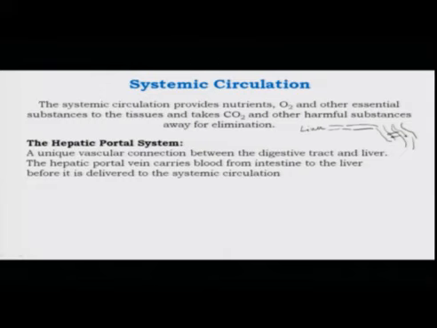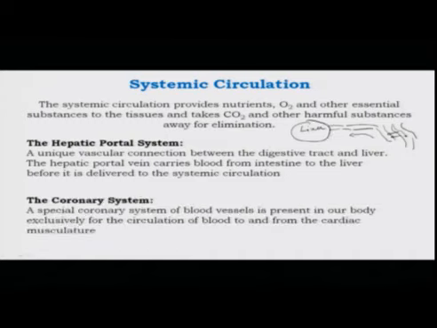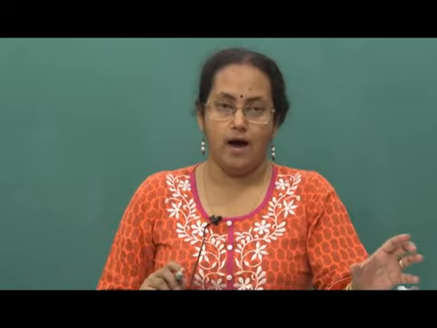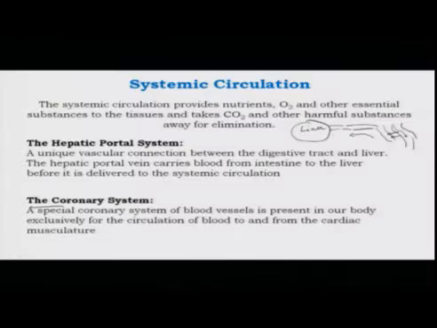So, the nutrients that get into the blood circulation, before they go back to the heart to be circulated once again to all the tissues, need to be cleaned up in the liver. So, certain modifications need to be made, which is the function of this hepatic portal system in the liver, and this is the function it performs. Now, other than this, there is another system which is very important and which is directly related to the heart, and this is called the coronary system.